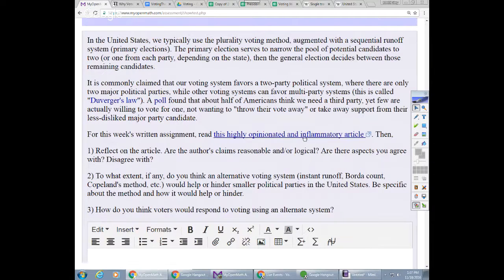So this guy just has some ideas about what's wrong with the system and some ways to fix it. And is he very biased? Absolutely. You read it and decide which way he's biased. But everybody has strong opinions. Everybody has biases. So you'll need to take a look at that.